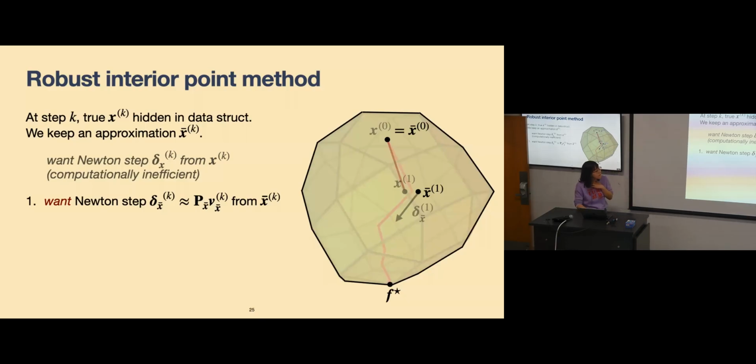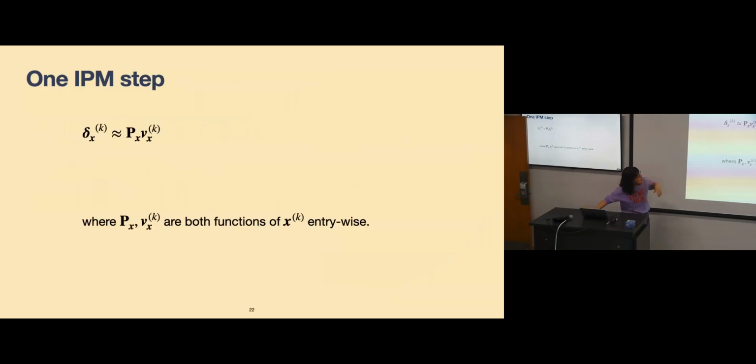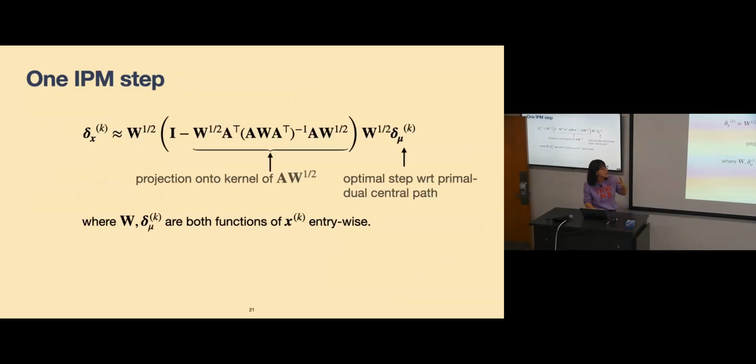What is V? I just rewrote this to be V. That's the direction according to optimizing with respect to the central path.